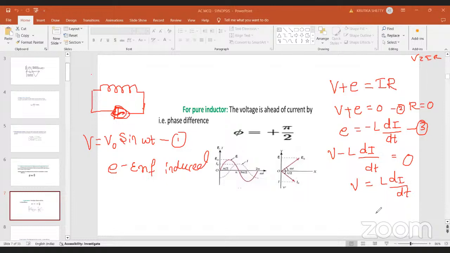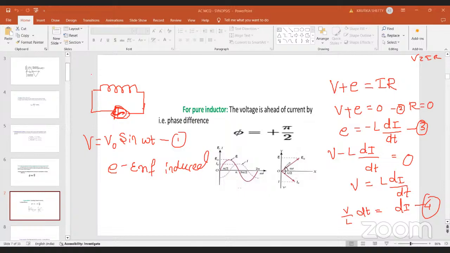Suppose I want only the change of current, di. Then it becomes V divided by L into dt, V by L into dt. Make it equation 4. If you have any doubt up to equation 4, please ask. These are the last 3 steps we have in the derivation.